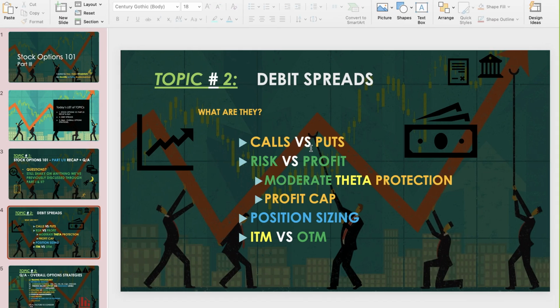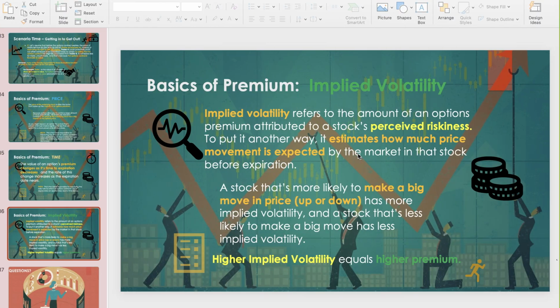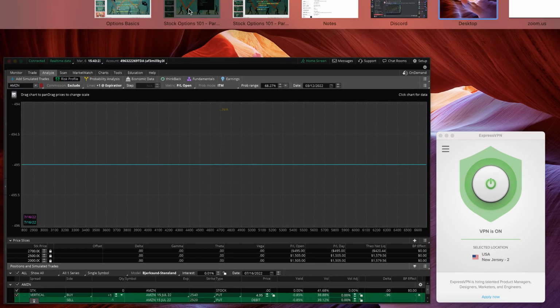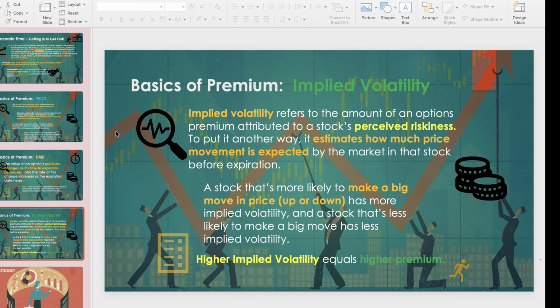Go back here. So we talked about calls and puts, as far as debit call spreads and debit put spreads. We talked about risk. We talked about profit. We talked about the profit cap. We slightly touched on position sizing, but we haven't gone over moderate theta protection. So what do I mean by that, right? Well, more generally speaking, let's see what would be the best thing to pull up. All right, so for those of you who weren't here for part one, that's part two.